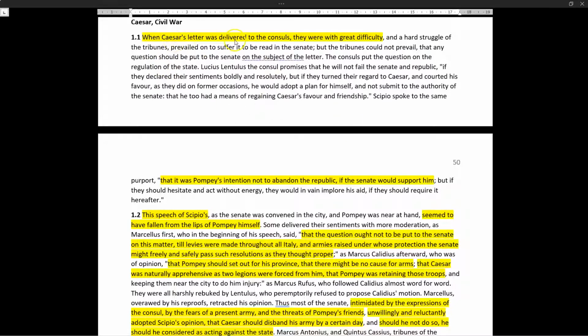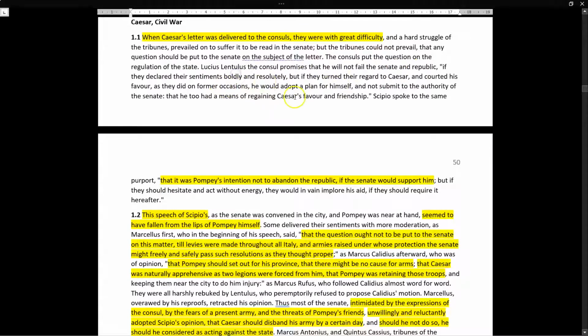So when Caesar's letter was delivered to the consuls, they received it with great difficulty. They tried to read it in the Senate, but the tribunes wouldn't allow it. The tribunes weren't able to do so because the consuls were blocking it. And basically the Senate is unwilling to listen to the letter.